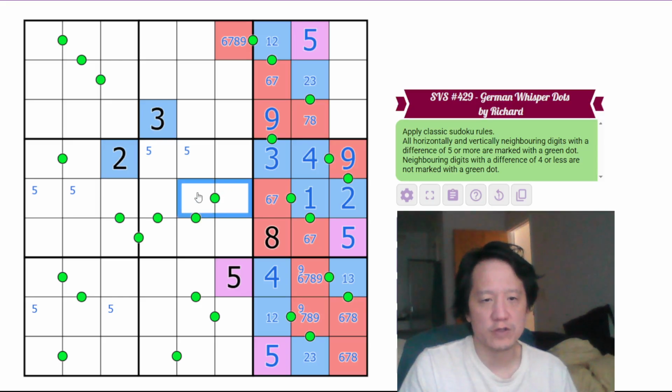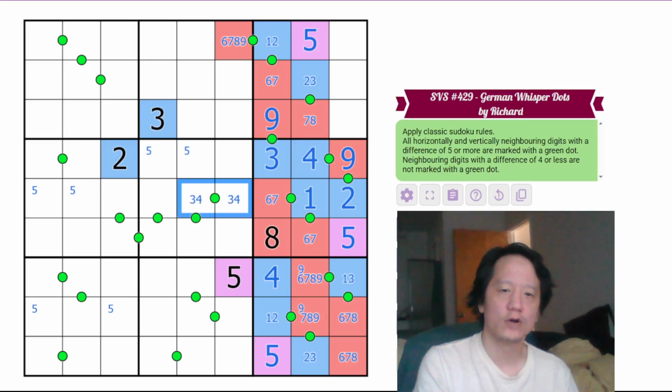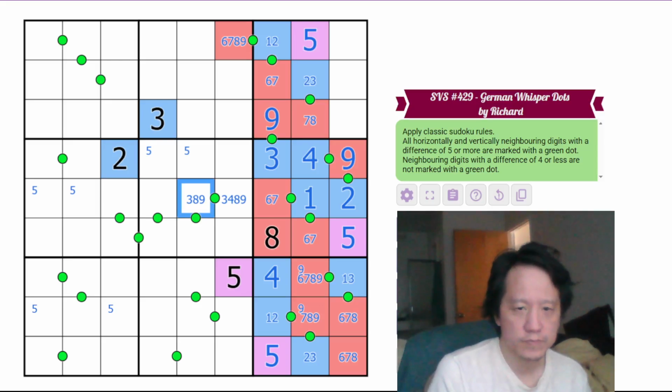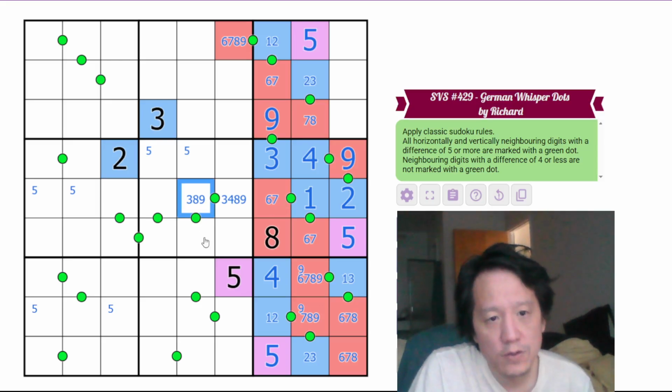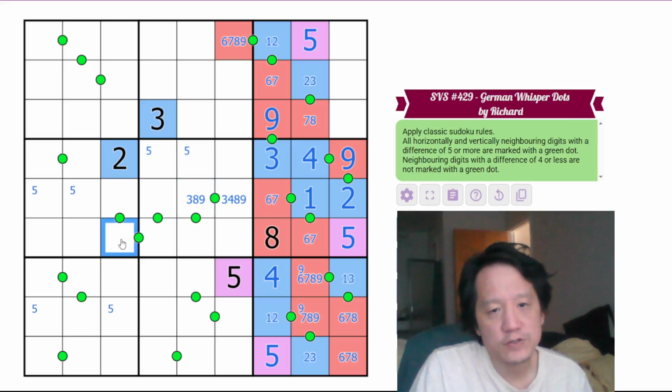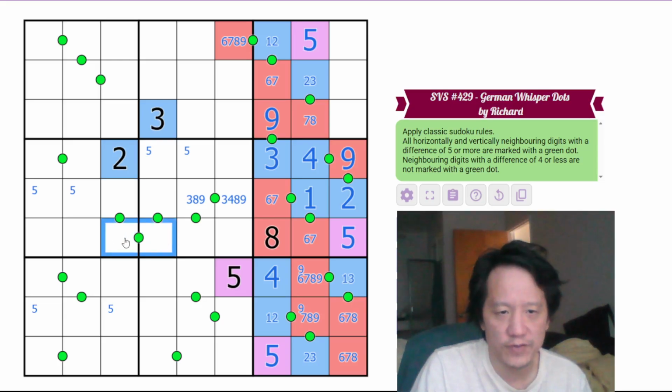One of these two digits must be low. So it's either 3 or 4, but this can't be 4 because it's next to two unique digits, with an 8 or 9. One of these two digits is low, one is high. One of these two digits is low, and one of these two digits is high because they're opposite. One of these has to be low and high because they're next to each other on a German whisper line.